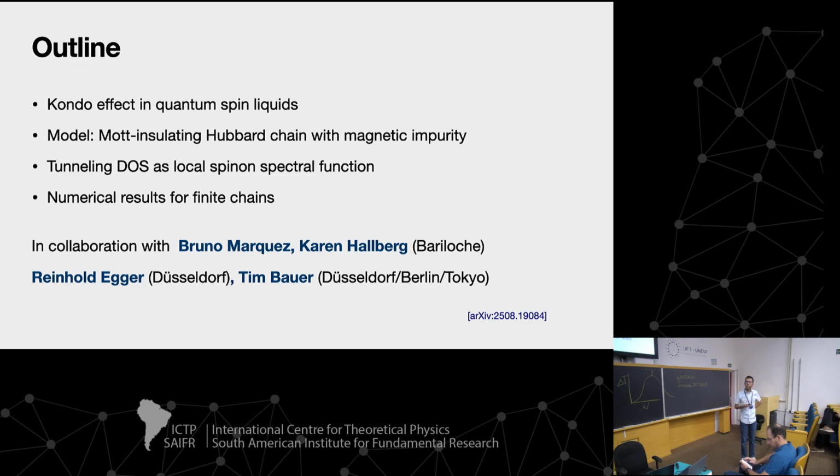So the idea is that doing tunneling at the boundary of a Mott insulating chain can give you more direct probes of spinon excitations than if you do similar experiments in the bulk. And then I'm going to show you some numerical results at the end. And this is work done in collaboration with Bruno Marquez and Karen Hallberg in Argentina, Reinhold Eggert in Germany, and Tim Bauer, who was a student with Reinhold, and he's now a postdoc in Tokyo.